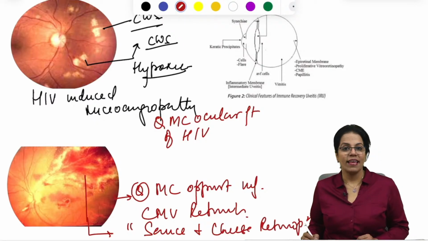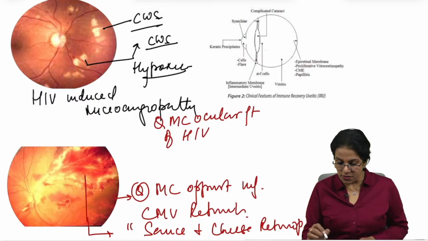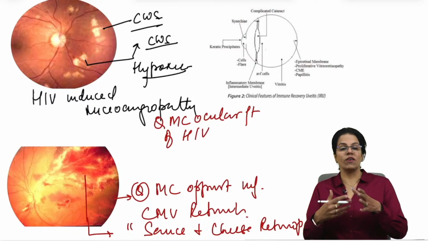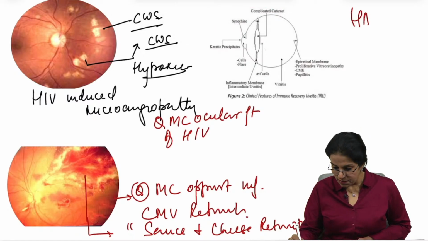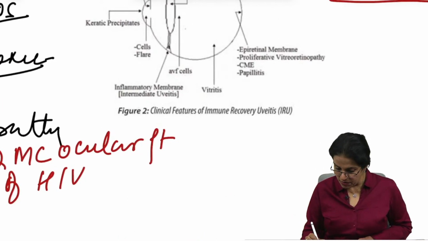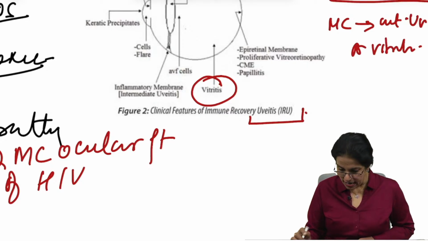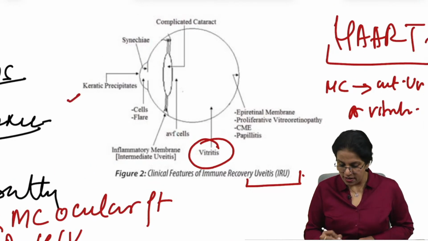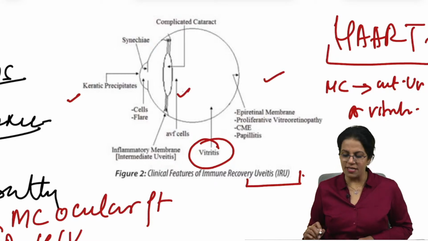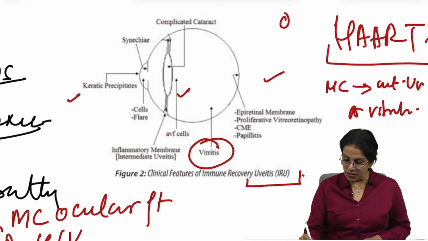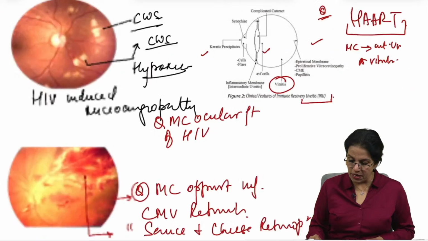Got it? And what does this say? This is an important question: if a patient is on HAART therapy, he starts developing uveitis as the most common side effect, and that is what is called immune recovery uveitis. Most commonly it is vitritis, so we will say most commonly it is intermediate uveitis or vitritis. But actually it can cause anterior, intermediate and posterior uveitis. Okay, so this is another important question on HAART therapy: what is the most common side effect?